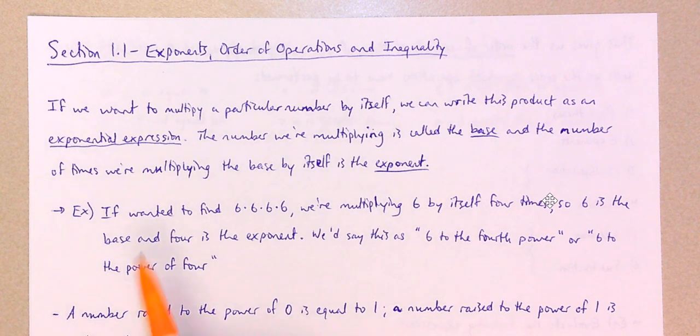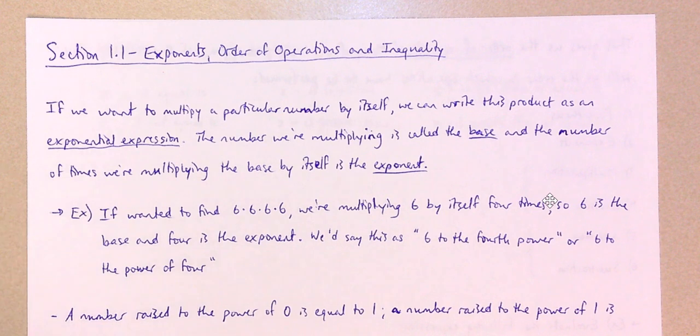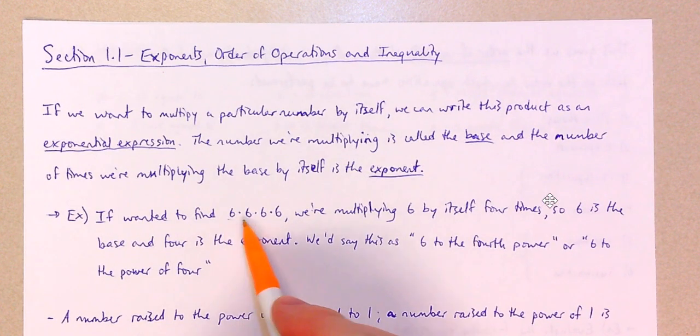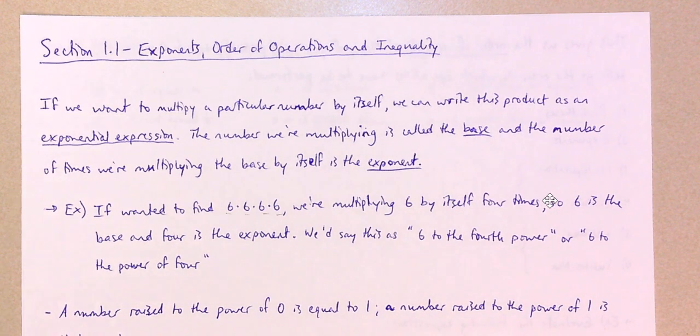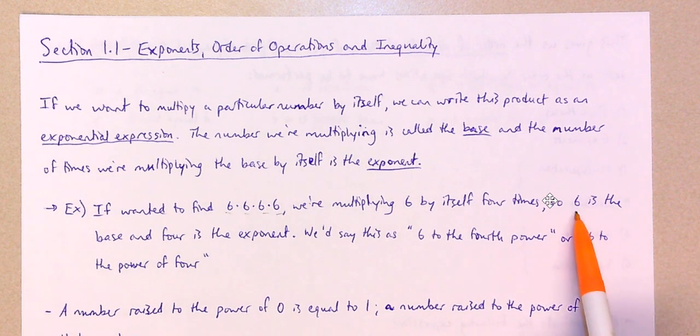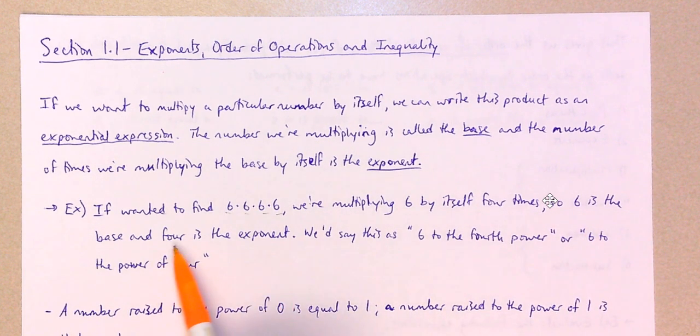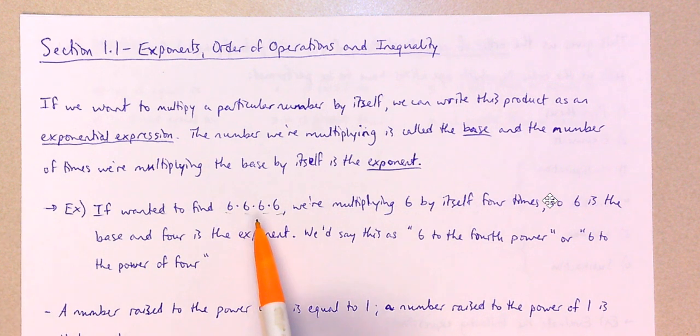So I have a sample here. Let's say I wanted to find what 6 times 6 times 6 times 6 was. Instead of writing it as 6 times 6 times 6 times 6, we can say, okay, we're taking the number 6 and multiplying it by itself 4 times, because the 6 is showing up 1, 2, 3, 4 times there. So we can rewrite this, and the way that we would typically write this is 6 would be our base. The exponent would be 4, because that's the number of times that we're multiplying it.